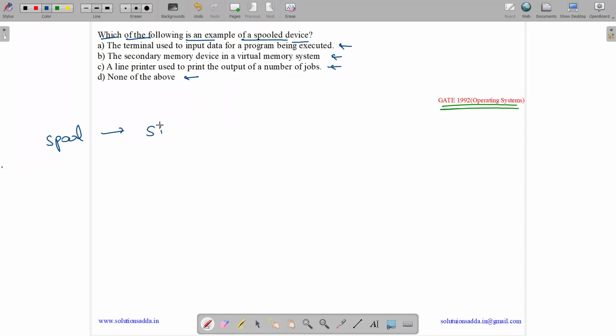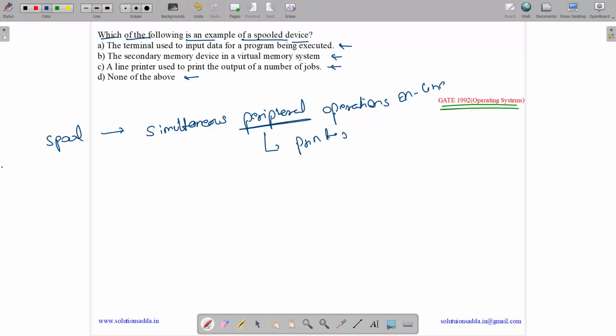Spool refers to simultaneous peripheral operations online. So what are peripheral devices? Peripheral devices are like printer, mouse, keyboard, joystick, etc.